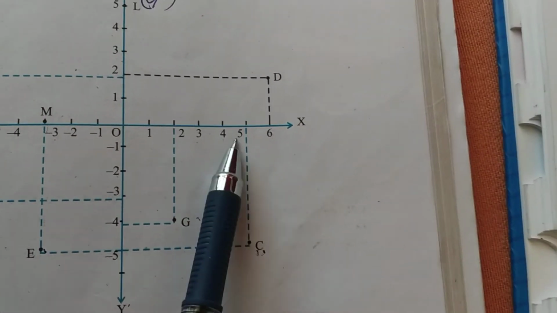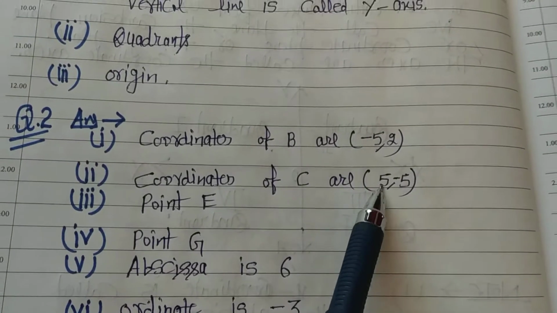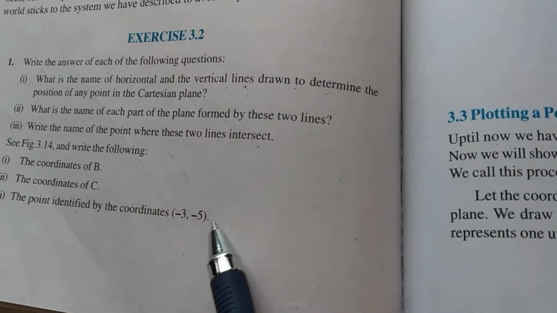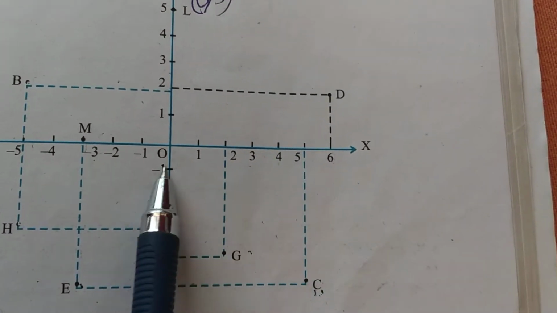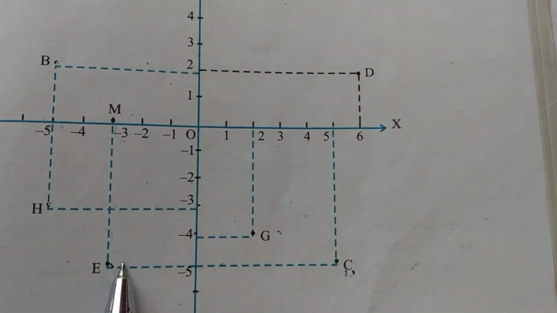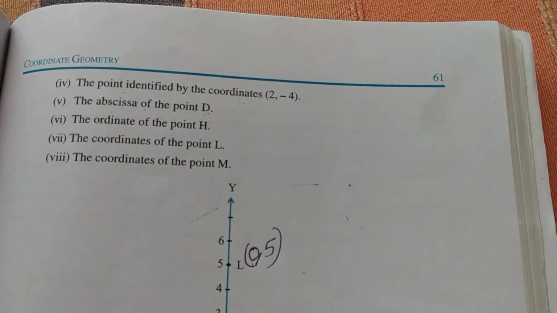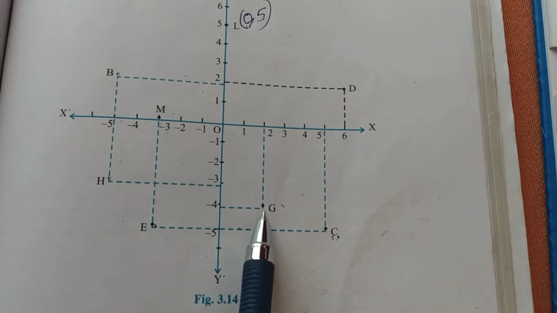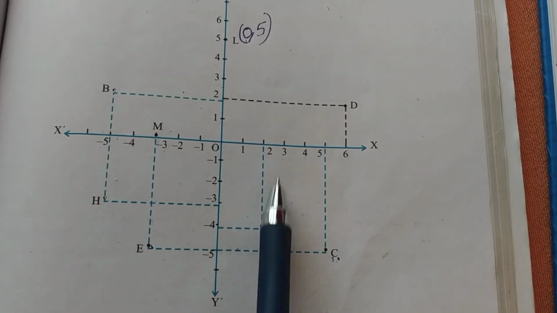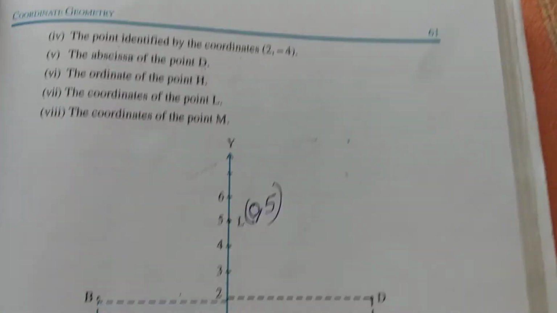Next is the coordinates of the point C. The coordinates of the point C are 5, -5. Next is the point identified by the coordinates -3, -5. -3 is this one and -5 is this one, so it is the point E. The next is the point identified by 2, -4. It is the point G, because it is in front of 2 and -4.